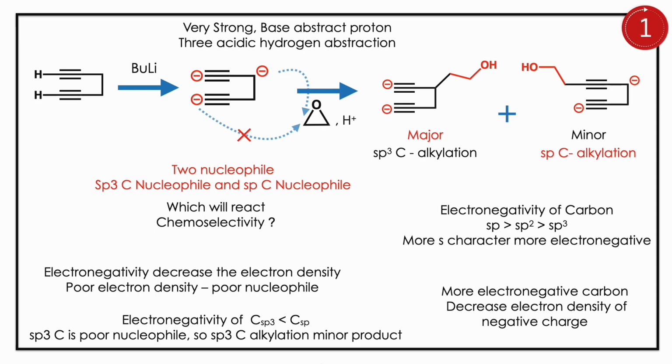The concept you outline here is that electron density defines the nucleophilicity. The more electron dense the carbon, the more willing to donate, the better will be the nucleophile.